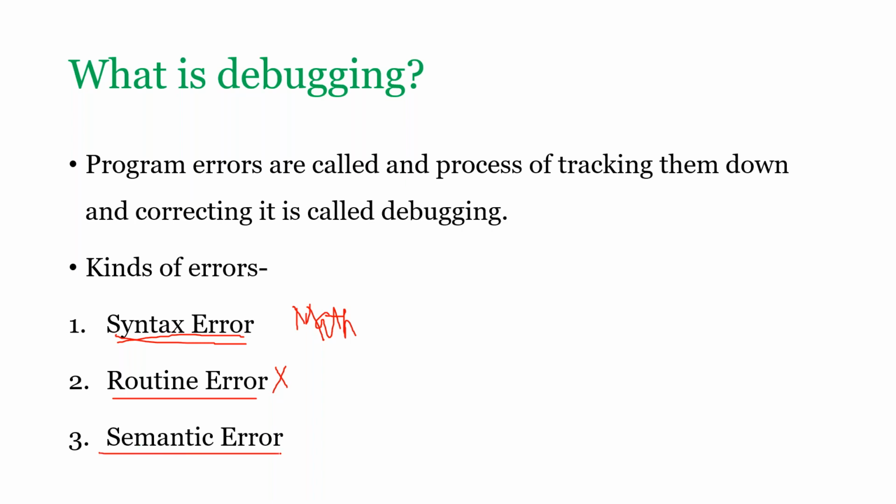And the third error is called semantic error. Not a very difficult thing to understand. Semantic error is something like this: you intended to find the sum of two numbers, that is 2 plus 2 equals 4, but somewhere in your programming you wrote 2 into 2, right? That will also give you 4.